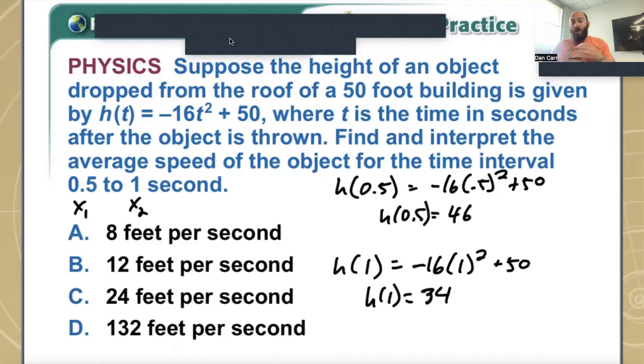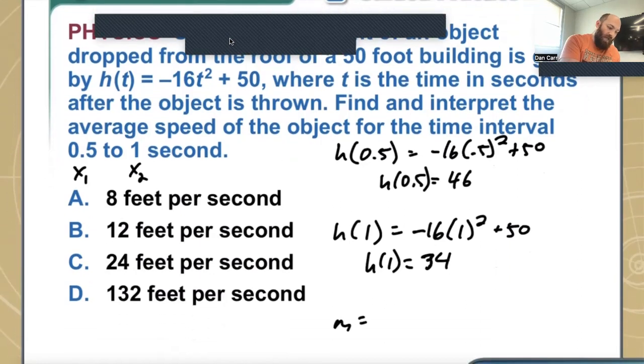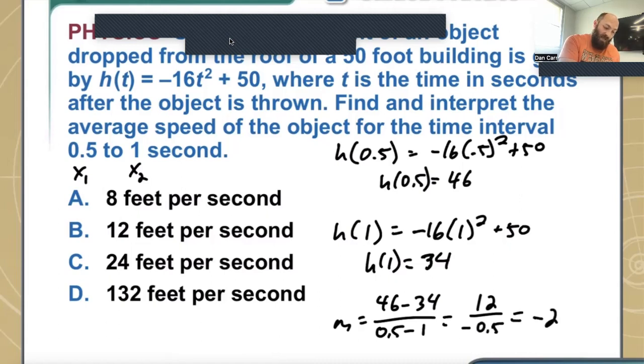Okay, so now I can go ahead and do my slope formula. I'm just going to do 46 minus 34 over 0.5 minus 1. That's going to give me 12 over -0.5, which when I divide that out comes out to -24. Now, the negative value just tells us that the object is going down. That's just a little physics concept. The actual speed we're talking about is just going to be 24 feet per second.